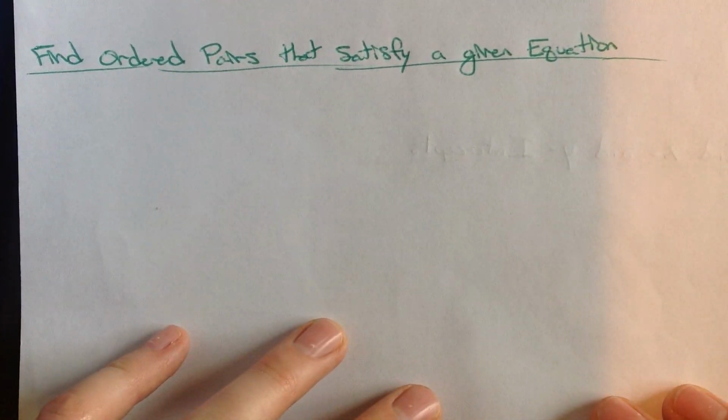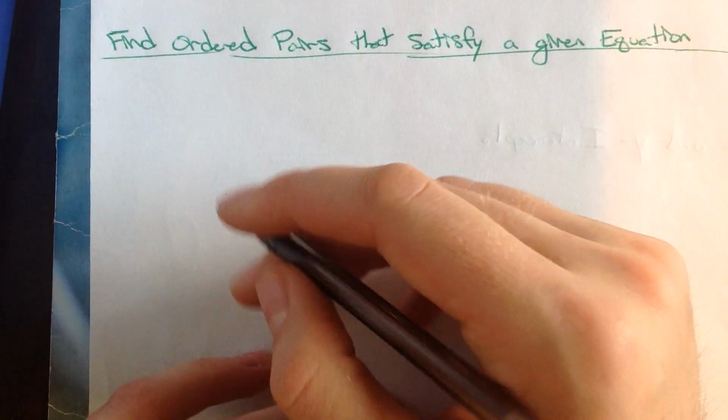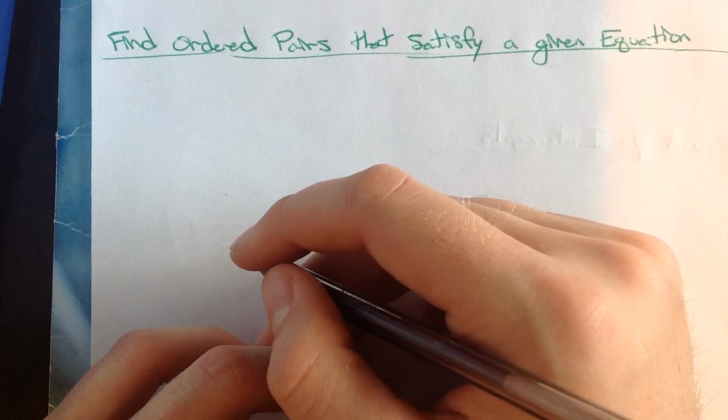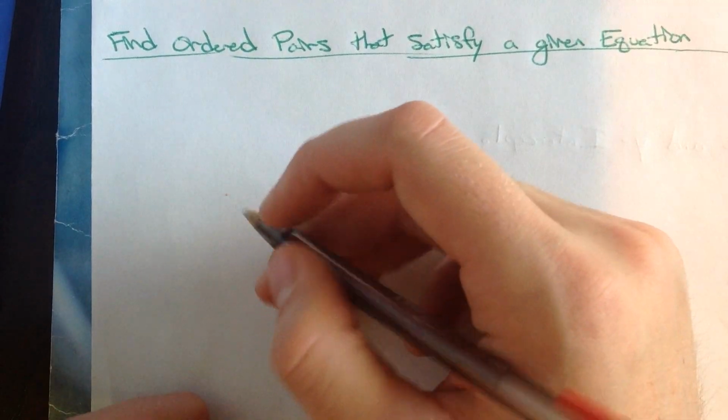Finding ordered pairs that satisfy a given equation. So this also falls in the same thing with producing XY tables, because with a line or an equation, there's typically not just one solution. There's many, and we can list this as ordered pairs.